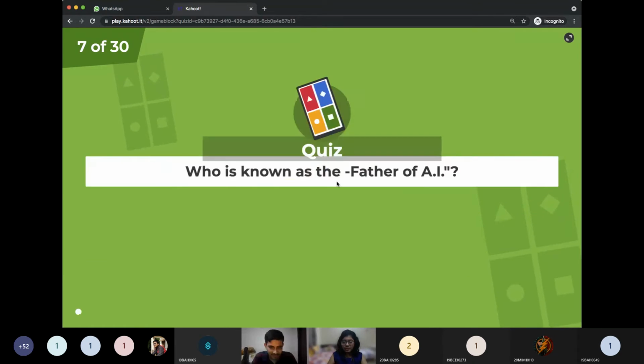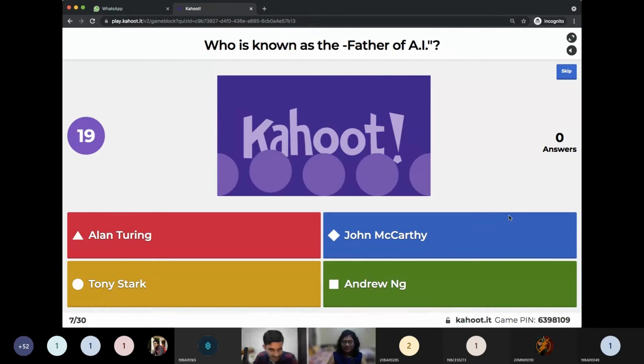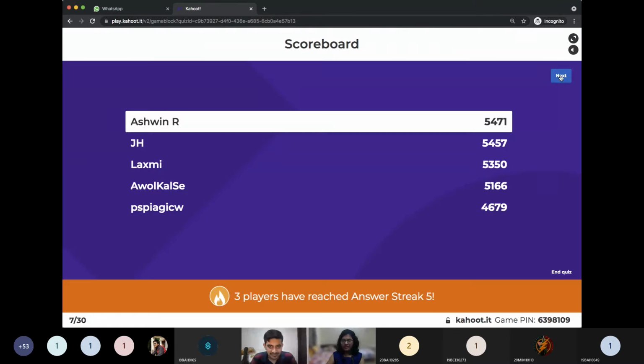Now this is a question for double points. Who is known as the father of AI? Is it Alan Turing? Is it John McCarthy? Andrew Ng? Tony Stark? Okay. You have 10 seconds to guess the answer. Nineteen got it correct.